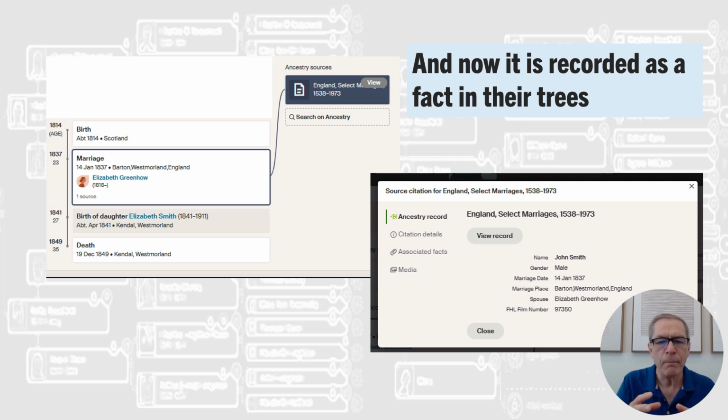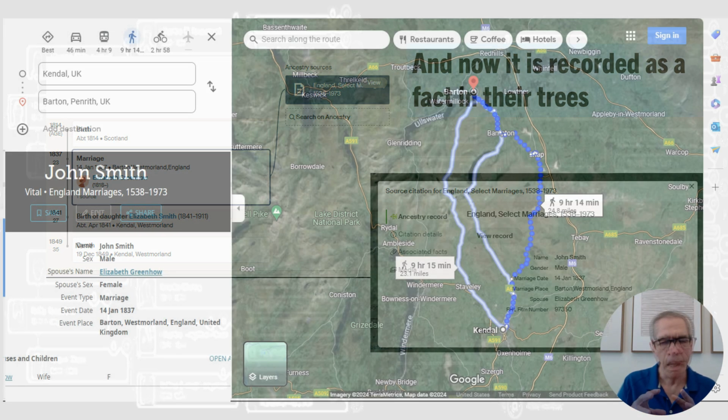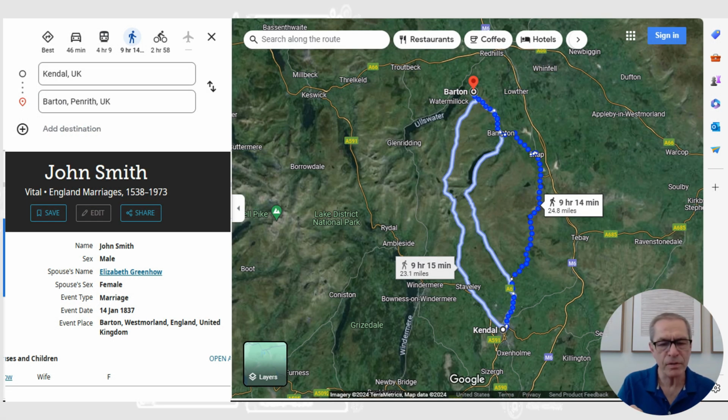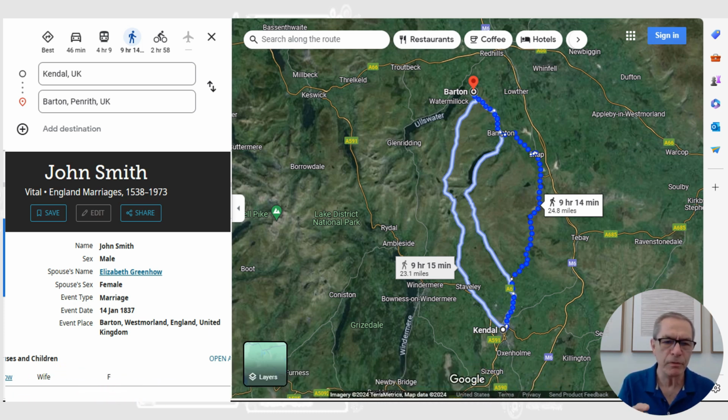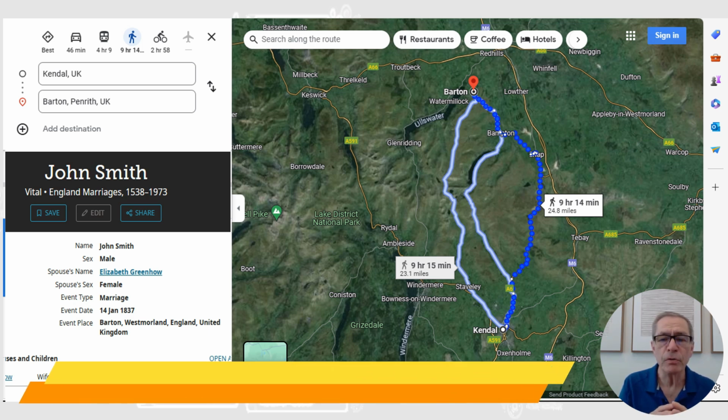And when I look at the marriage in more detail, I use maps to visualize where the marriage took place. And the marriage is taking place in the middle of winter, 14th of January 1837, 25 miles away in a very inhospitable part of northwest England. People would have to walk or ride horses across mountains here. So although it doesn't stop this marriage from being the correct marriage, it doesn't give me enough information to use it. So again, another rule is a record on its own does not prove anything.